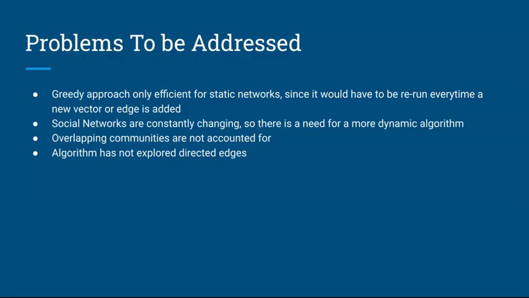Now, some problems to be addressed with this current algorithm. So right now, a greedy approach is only efficient for static networks, since it would have to be rerun every time a new vertex or edge is added. However, we all know that social networks are constantly changing, so there's a need for a more dynamic algorithm. In addition, overlapping communities are not accounted for, so a node or person will only belong to one community or the other. And lastly, the algorithm has not explored directed edges, which is more relevant to platforms such as Twitter and Instagram, in which there is a follower and followee relationship.